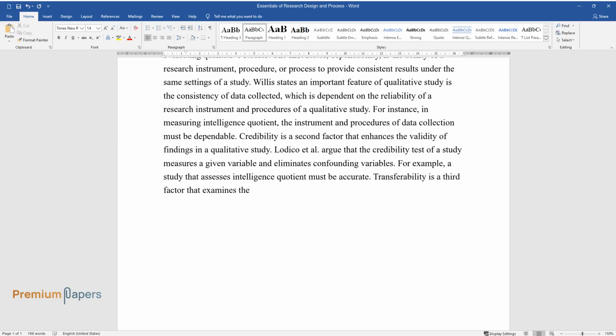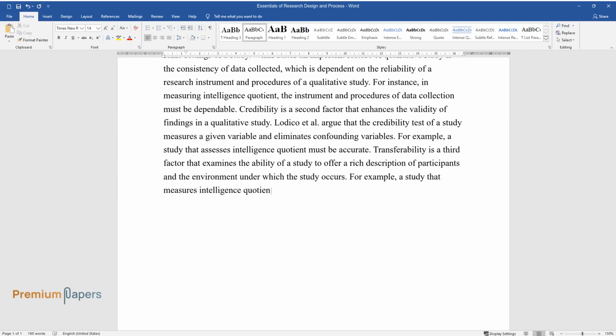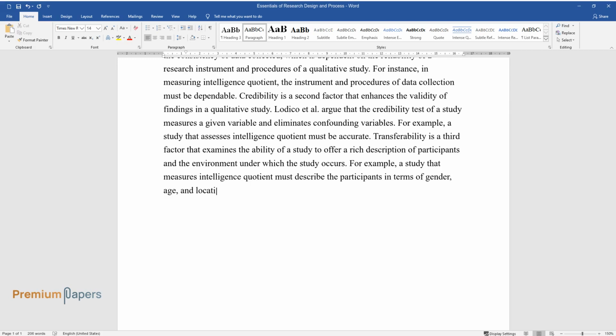Transferability is a third factor that examines the ability of a study to offer a rich description of participants and the environment under which the study occurs. For example, a study that measures intelligence quotient must describe the participants in terms of gender, age, and location to enhance the generalization of the findings.